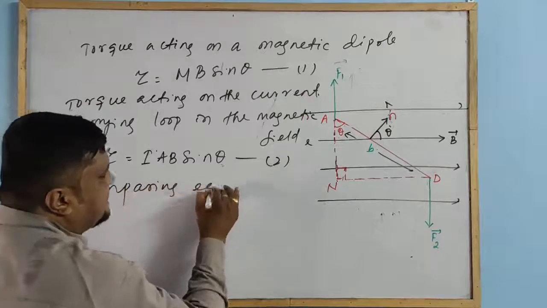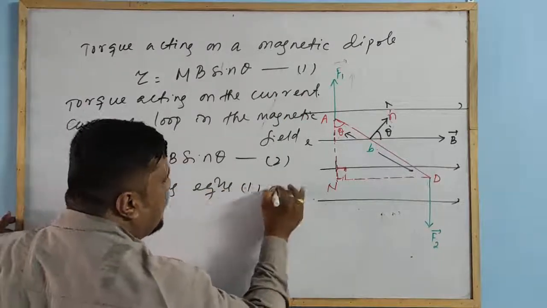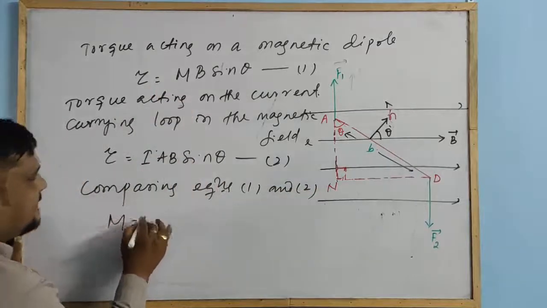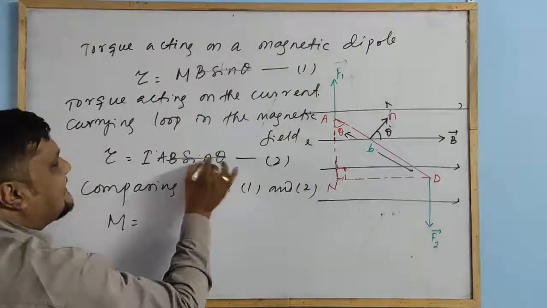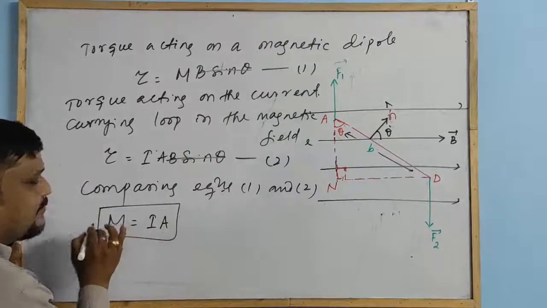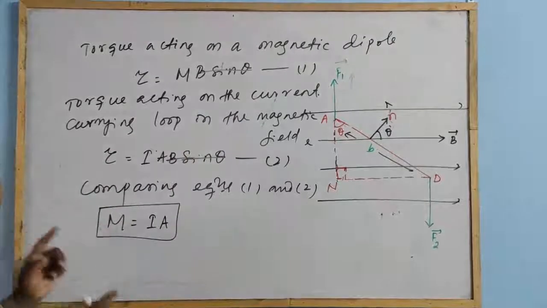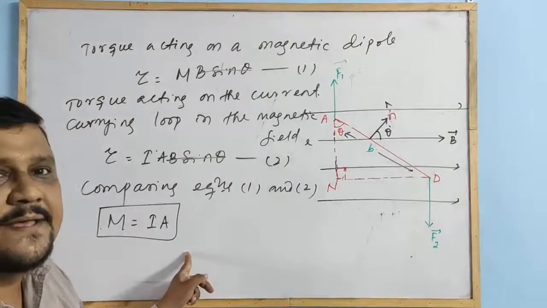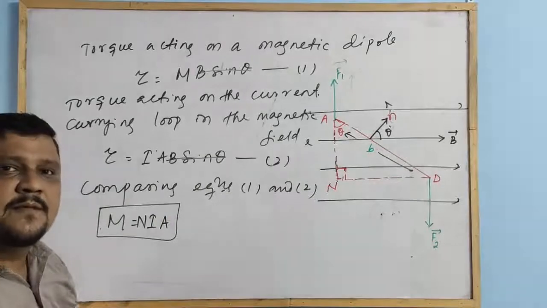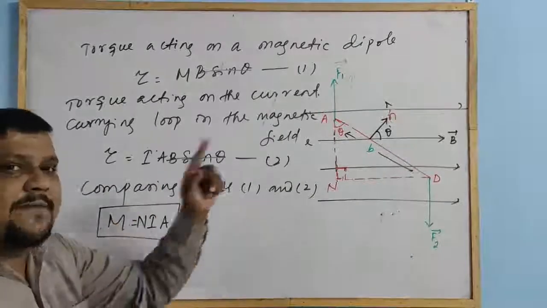Comparing equation 1 and 2. What is M? B sin theta gets cancelled. So M will be equal to IA. That is the dipole moment. So the dipole moment of a current carrying loop is IA. If it has N number of turns, NIA.